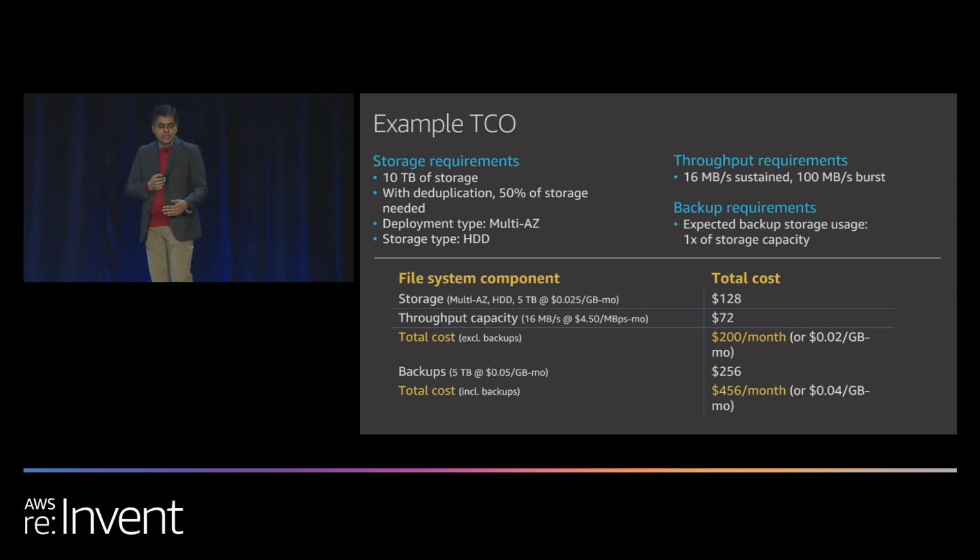So with these needs, basically on the file system component, you pay for storage and you pay for throughput capacity. In this case, the total for the file system comes up to about $200 a month, or in other words, 2 cents per gigabyte month of the original storage that you required. And then on the backup component, it comes up to another $256 for a grand total of $456 per month, or in other words, including the backups, it's about 4 cents per gigabyte month. So this is just an example of how the TCO works with FSx.